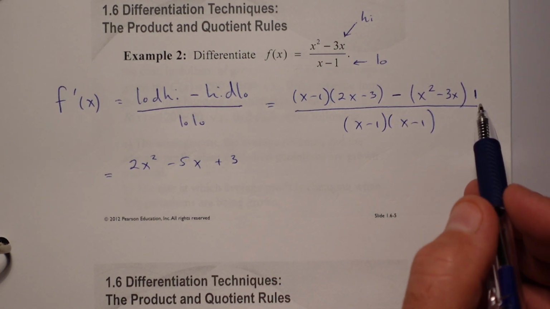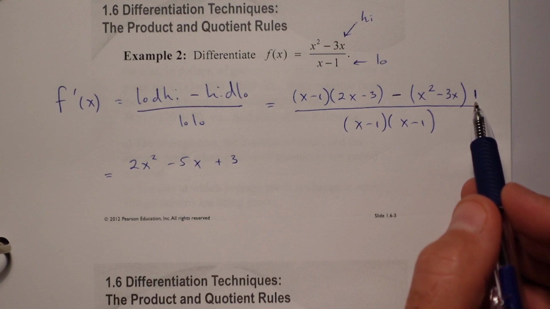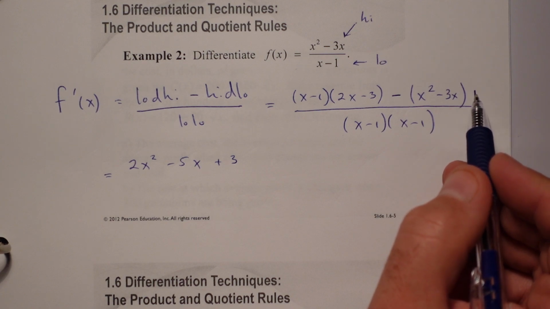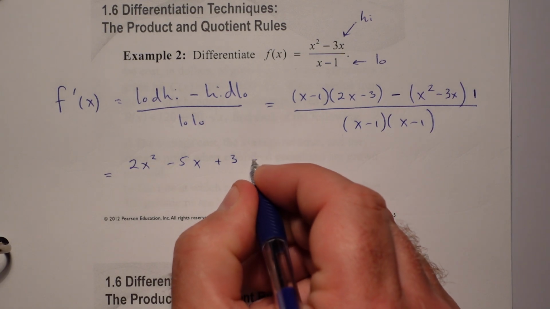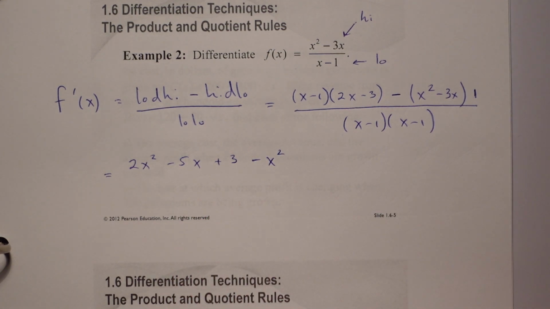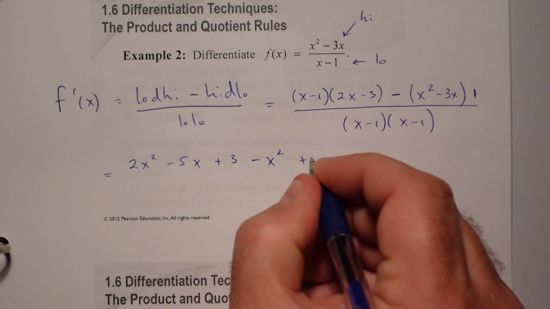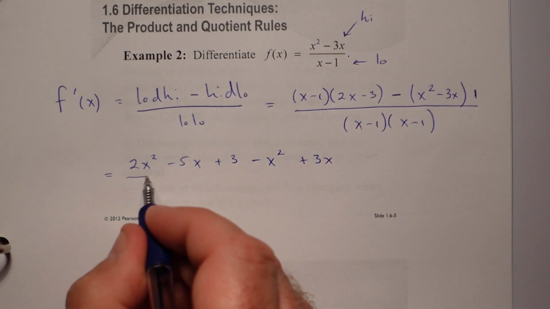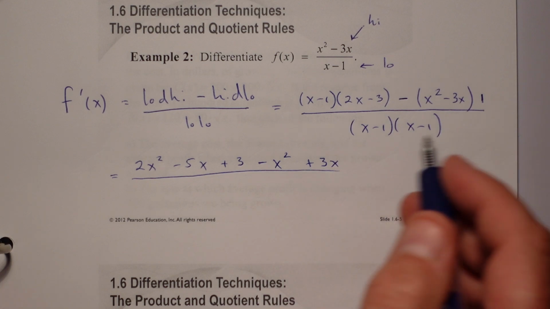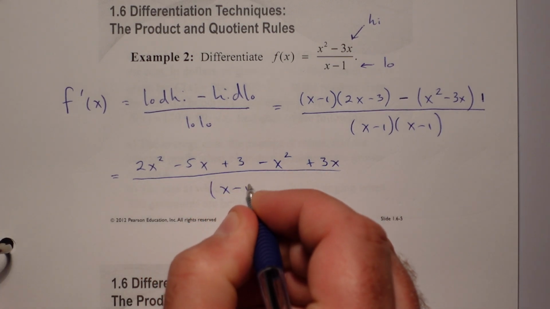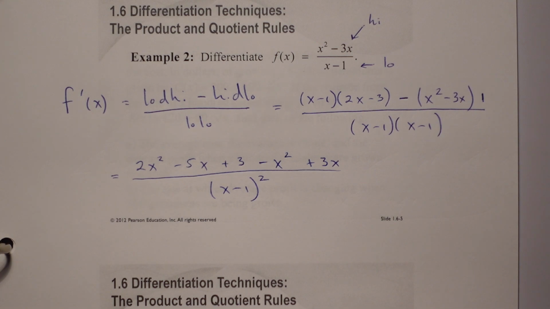Now, in this example, it's not a whole lot to distribute because that d low portion was just a 1. But if you were distributing, 1 times x squared is x squared, then distribute the minus. So it's a minus x squared. Likewise for the second term, it's a plus 3x. Now, in the denominator, we typically do not want to FOIL that out. We're going to leave that in factored form, and you can just write it as x minus 1 squared.